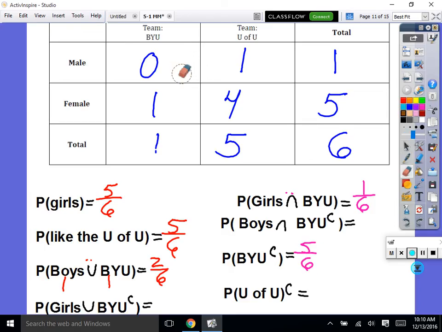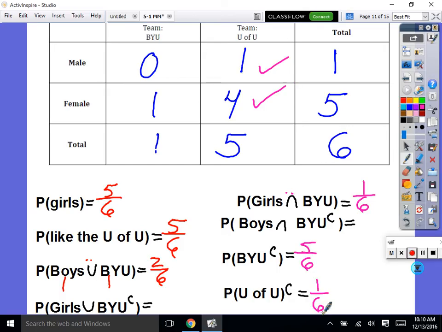So let's do U of U complement. U of U complement means everybody that doesn't choose U of U. So these people chose U of U. How many did not choose U of U? 1 plus 0, which is 1 out of 6.